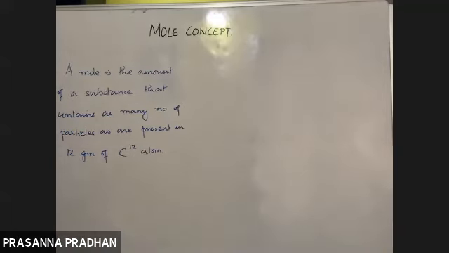What is a mole? A mole is that quantity of a substance that contains as many number of particles as are present in 12 gram of carbon 12 isotope. Why have I written carbon 12 specifically out here? Because we know there are other isotopes of carbon as well, carbon 13, carbon 14. So which isotope of carbon am I talking about? I'm talking about carbon 12 isotope.